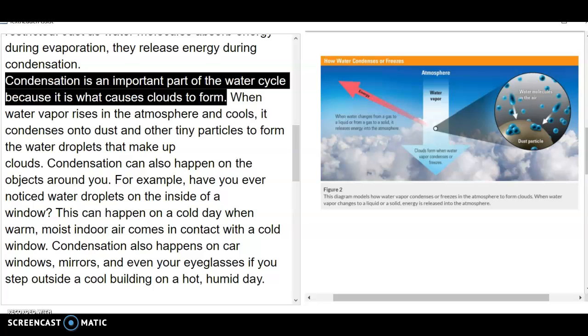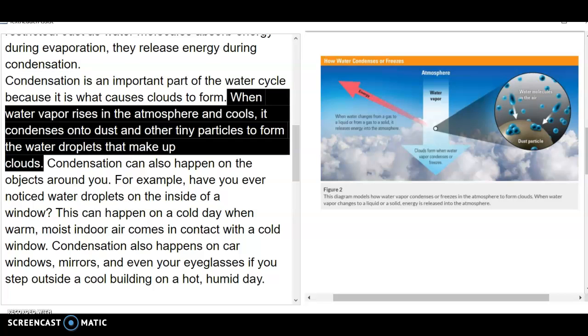Condensation is an important part of the water cycle because it is what causes clouds to form. When water vapor rises in the atmosphere and cools, it condenses onto dust and other tiny particles to form water droplets that make up clouds.